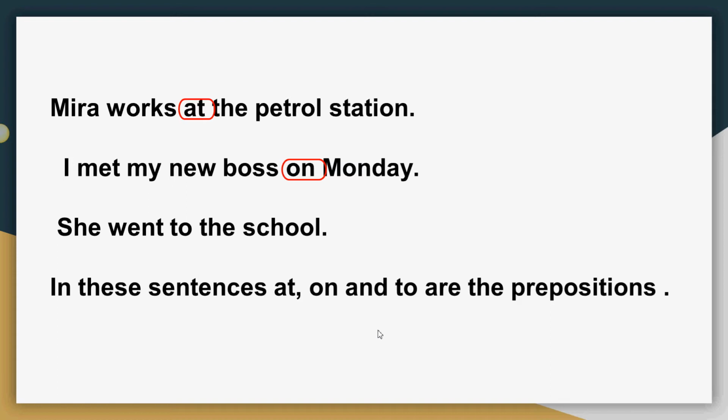She went to the school. Here to is behaving as a preposition which shows direction. In these sentences, at, on and to are the prepositions.